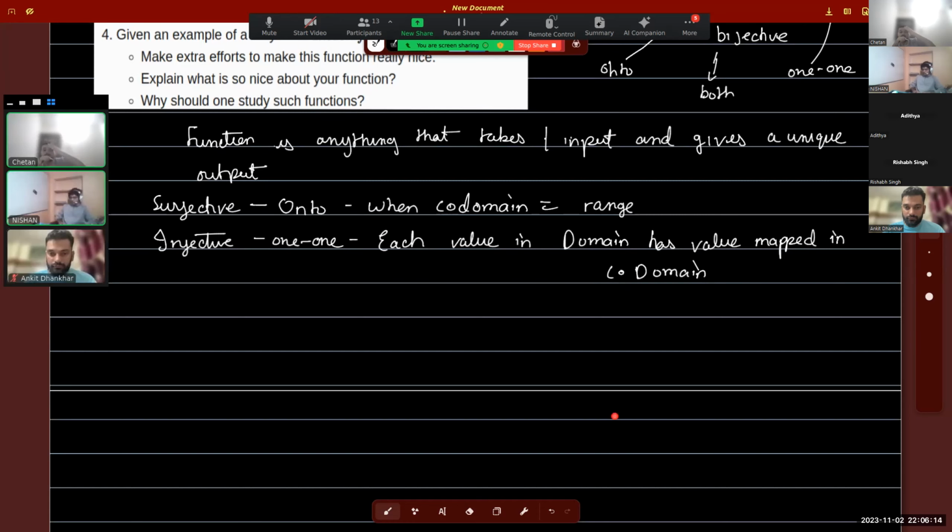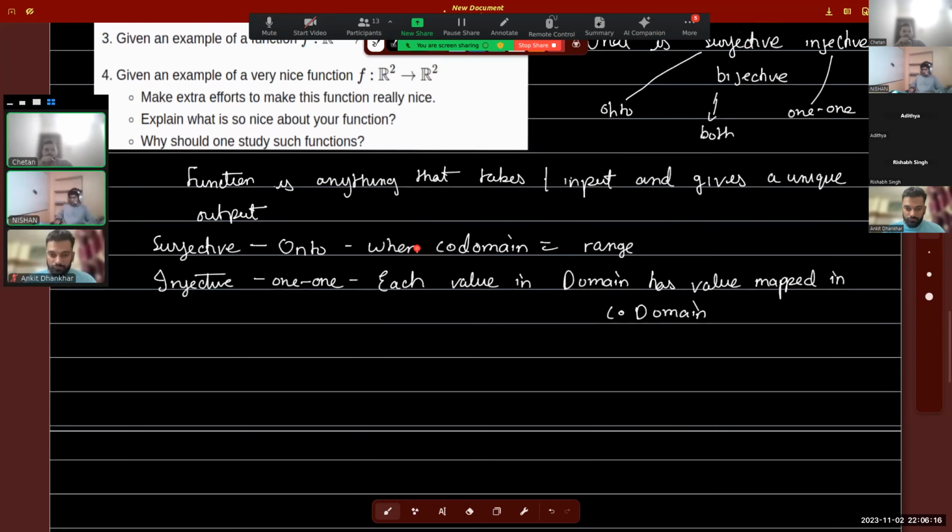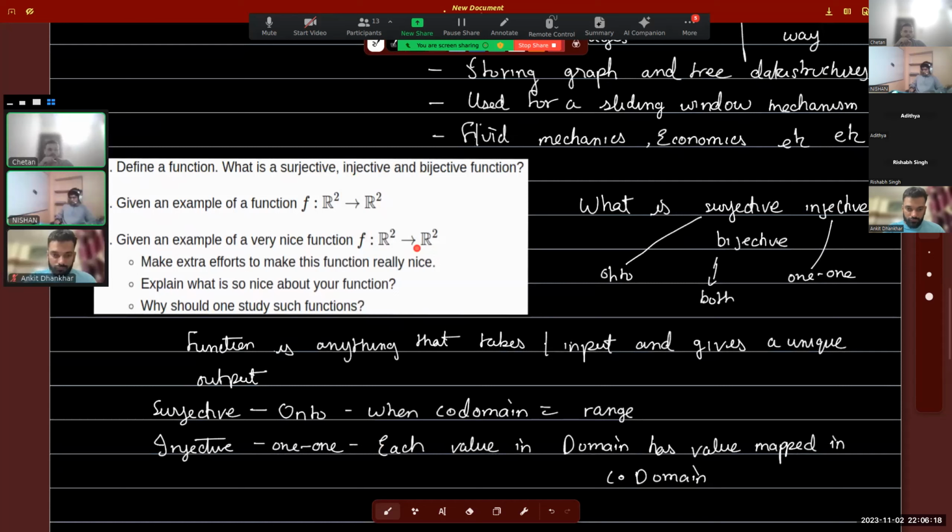I think the definition written in the notes for injective is wrong. It says each value in the domain has a value mapped in the codomain, but there should be something called unique, no? Otherwise this means there could be one to many also. Yes, it is one to one. Thank you, Aditya, for pointing that out, because I said that we have unique values, but I think Shriram didn't pay attention to that.